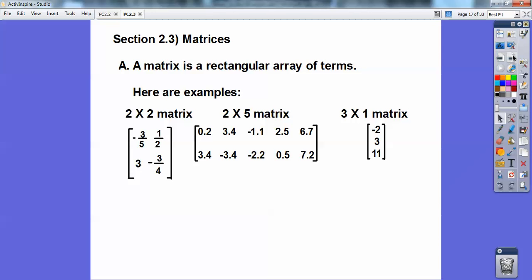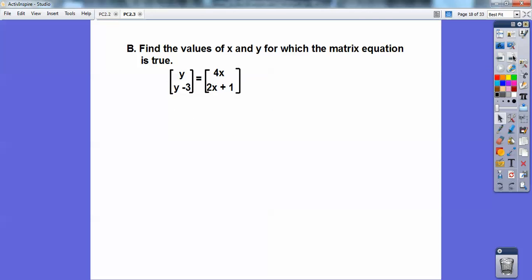All righty, there's a 3 by 1 matrix. Okay, so here I have two 2 by 1 matrices right here, and if they're equal to each other, then this row equals this row, and this row equals this row.